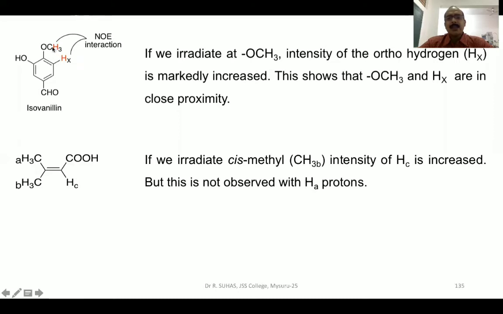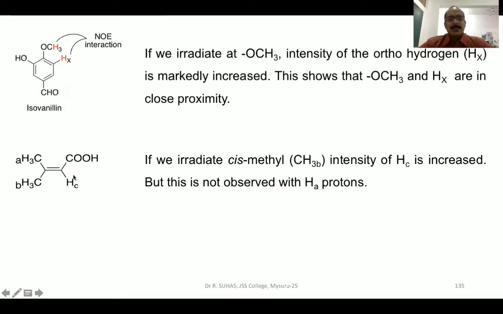Now I can say that OCH3, that is methoxy, and HX are close to each other, and that type of interaction is known as NOE interaction. So this is the first application of NOE. The second application of NOE is that we can predict the geometry of the molecule.